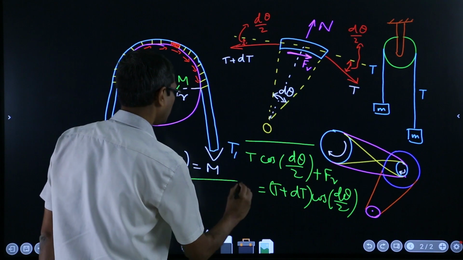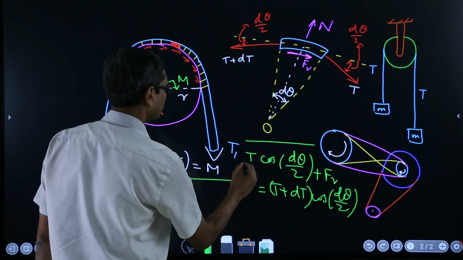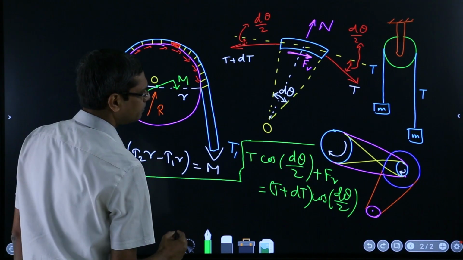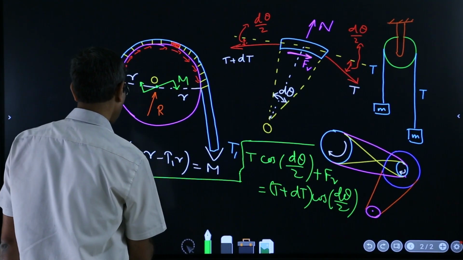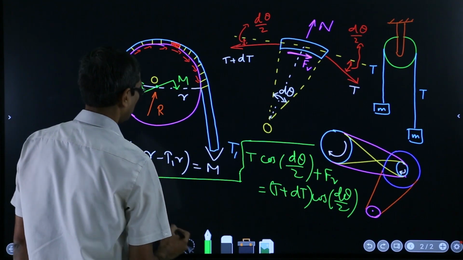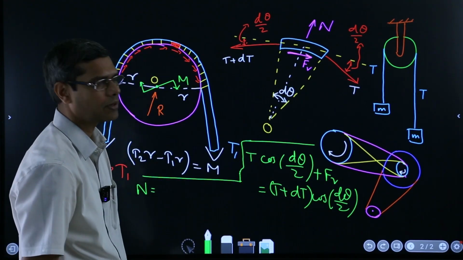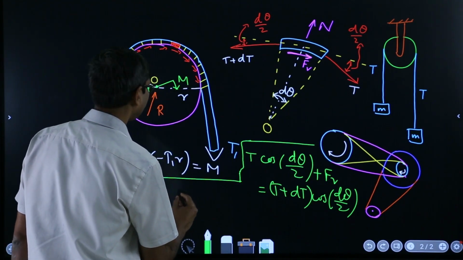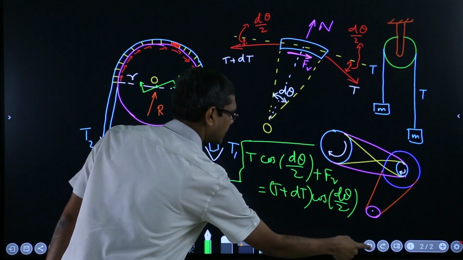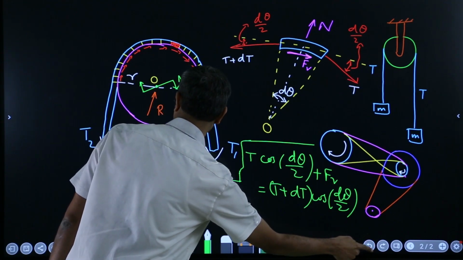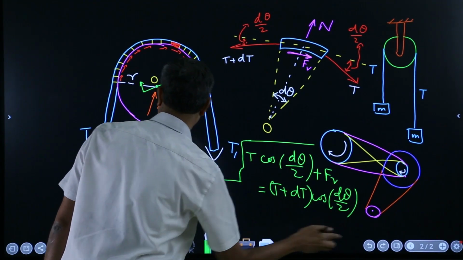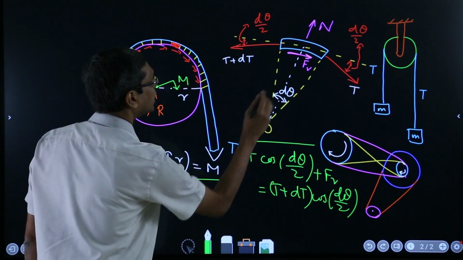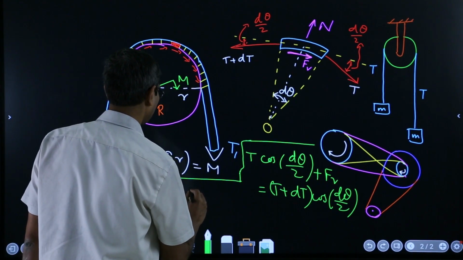And if we try to see the balance in the vertical direction, that N should be equal to, you can call it a small delta N or N, doesn't matter. The frictional force will be equal to mu times that N.